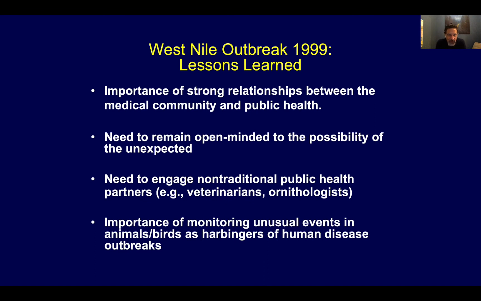This outbreak also really highlighted how important it is for public health to partner closely with people that we weren't always used to partnering with, like veterinarians and ornithologists and veterinary pathologists who were doing their own investigation independent of the public health and epidemiologic investigation. But that really shouldn't happen. When there's a possibility that these things are related, there really should be close partnering between the two, including testing specimens from humans and animal populations. And also the importance of monitoring unusual events in animals and birds as harbingers of human disease outbreaks.